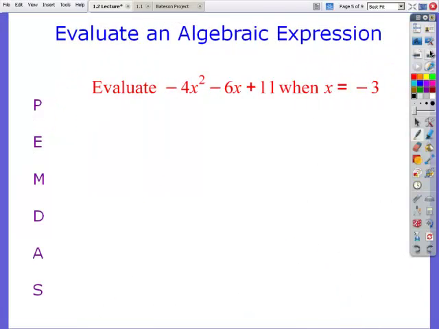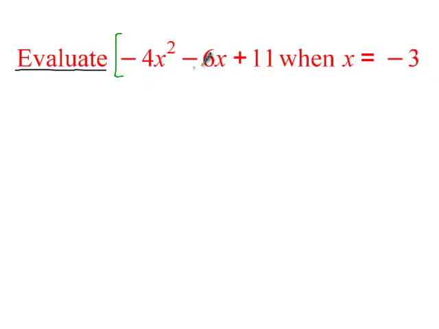So take a look over here. Evaluate negative 4x squared minus 6x plus 11 when x equals negative 3. Again, they're saying evaluate. That means that we have to get out just a number. No letters, nothing else. Just a number. So the first thing we're going to do is substitute. They say evaluate this statement when x equals negative 3. So they're telling you the value of x, so we can write this with just numbers, which is what we need to be able to do. So, start off by substituting. And all that means is that you replace the letter x with whatever it's equal to right here.